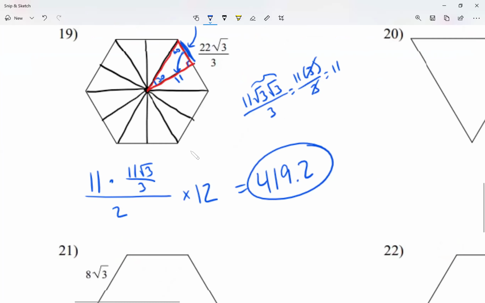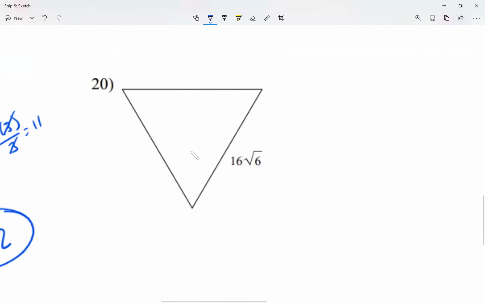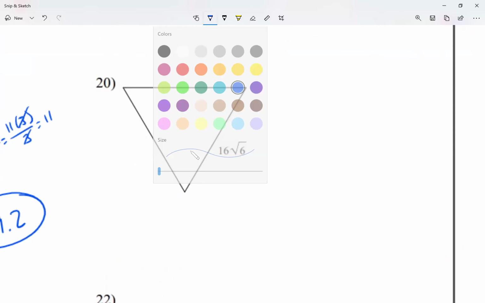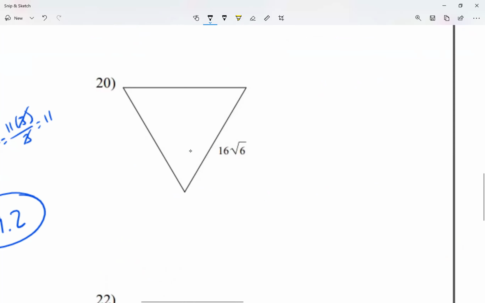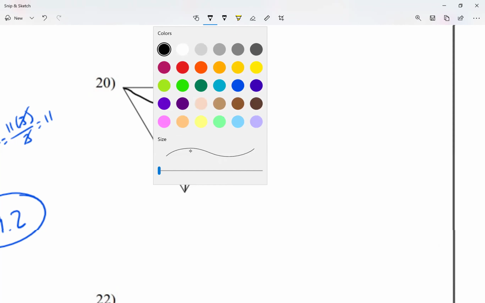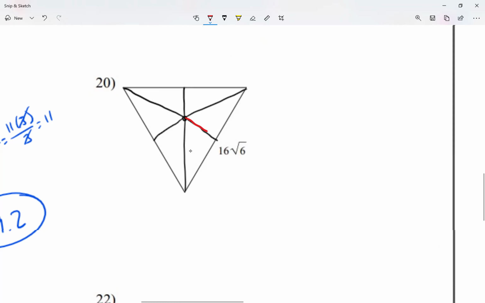Okay, let's do another one. I'm going to say the center, number 20, is about here. I connect it to each of my corners, and then each of my triangles, I cut it in half. There, there, there. And I'm going to be using this triangle here.